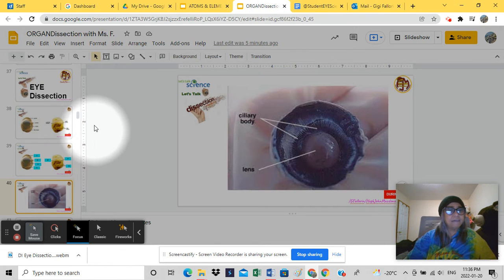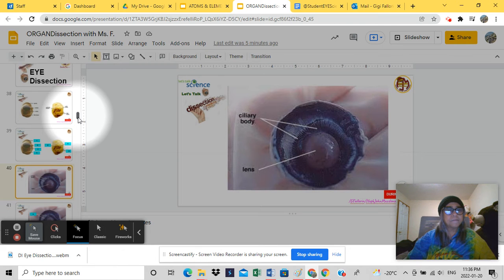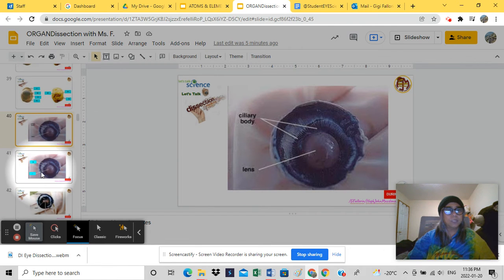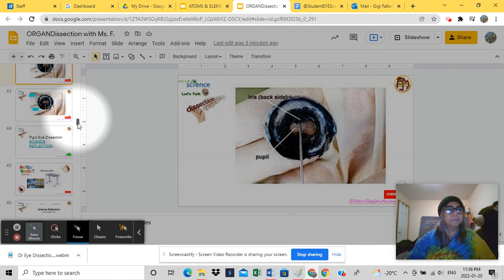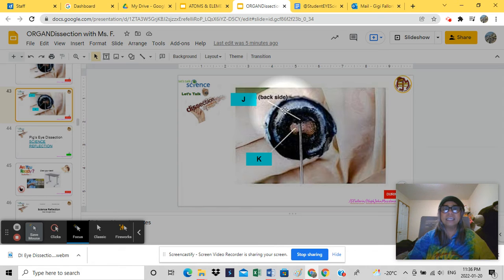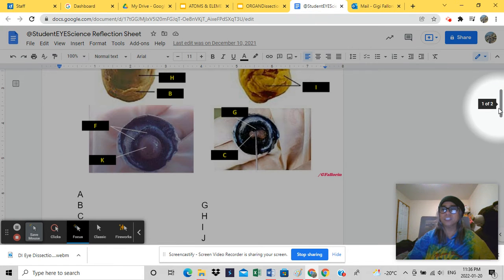So let's see this one. Okay, the H and the I, and that would be the ciliary body and then the lens. And what else? The iris, the backside, and the pupil. See, that would be the J and K in your science reflection.